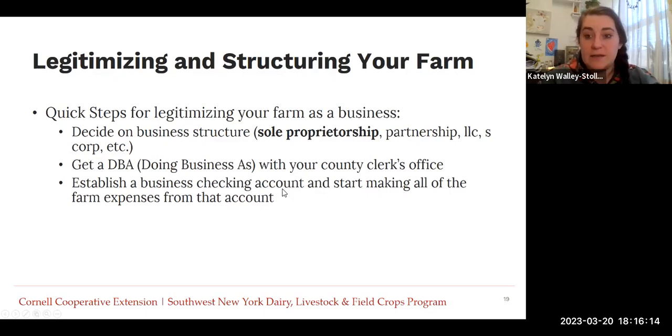The advantage of having a separate business checking account is that you can run all of your incomes and your expenses for the farm business separate from your personal banking system. If, for example, you were ever audited and you didn't have this set up as a separate checking account, that's going to be a huge red flag. It is worth the monthly maintenance fee, usually like $2 or $5, to have a separate checking account.